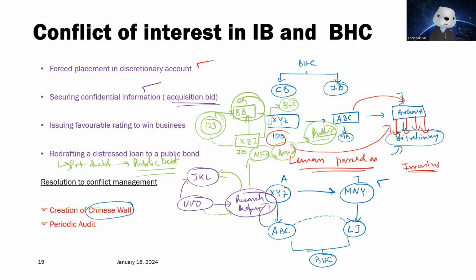For example, creation of a Chinese wall could be one of the answers, conducting periodic audits to ensure that there is no leakage of information, no transgression of information from the investment banking division to the commercial banking division or vice versa. I have particularly and deliberately used the word BHC. This may not actually feature in your curriculum per se, but most of these problems are found telltale when you have a common bank holding company.